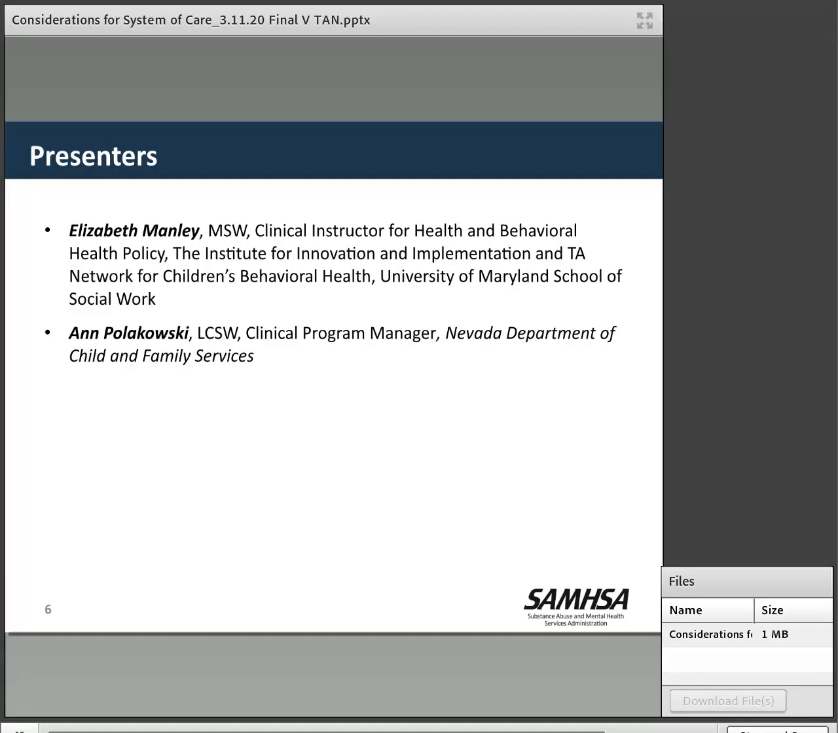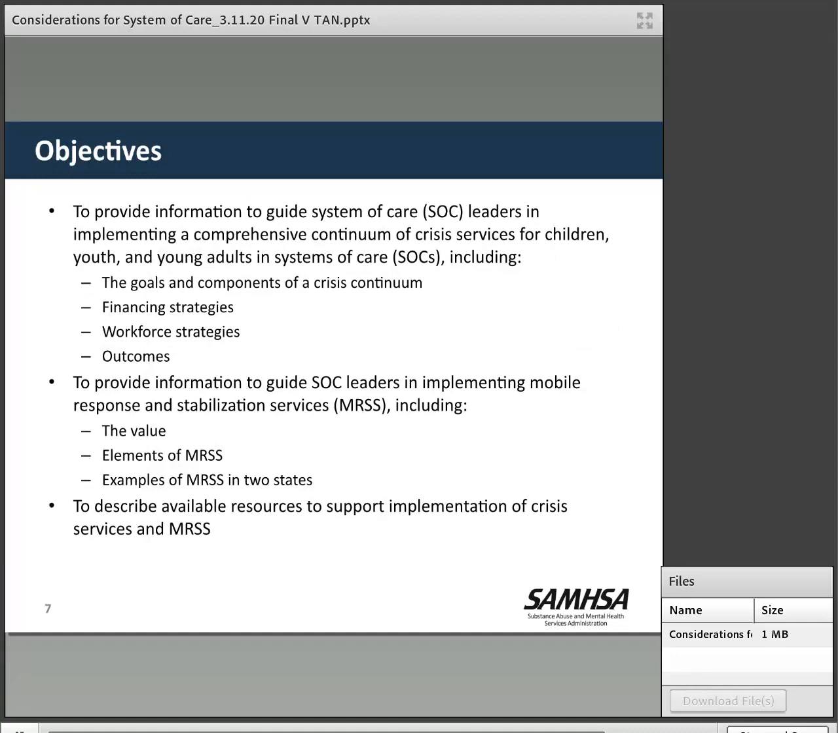And then we have Ann Polakowski, who is the clinical program manager at the Nevada Department of Child and Family Services. And Ann will provide an example of mobile crisis services in Nevada and the results that have been achieved there. I'd like to thank Liz and Ann for their great work in pulling this session together.